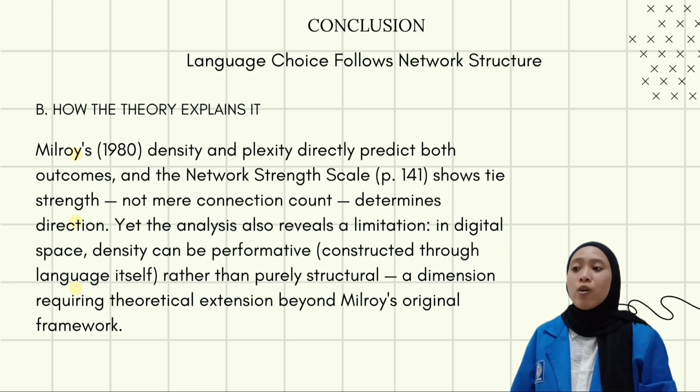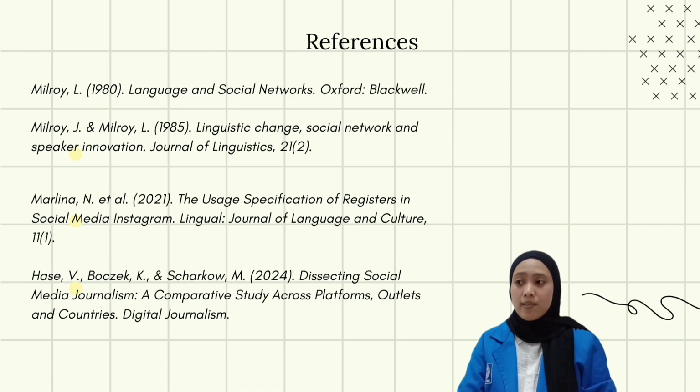The second one is how the theory explains it. Milroy's density and complexity directly predict both outcomes, and the network strength scale shows tie strength, not mere connection count, determines direction. Yet the analysis also reveals a limitation in digital space. Density can be performative, constructed through language itself rather than a purely structural dimension, requiring theoretical extension beyond Milroy's original framework. And this is the references.